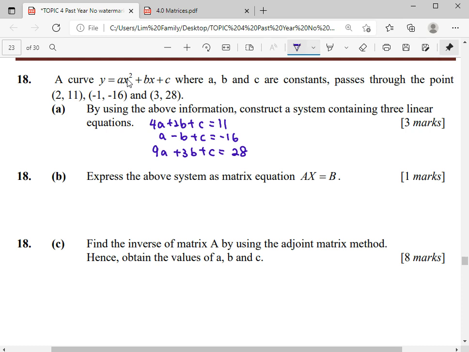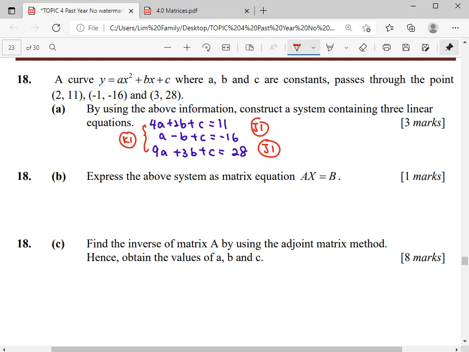So there are 3 marks here. The first one is the concept where you know that the point can be substituted inside this equation to form a linear equation. And then if you manage to get these 2 linear equations, you get your first answer mark, and if everything is correct, we give you another mark here. So you will total up 3 marks.